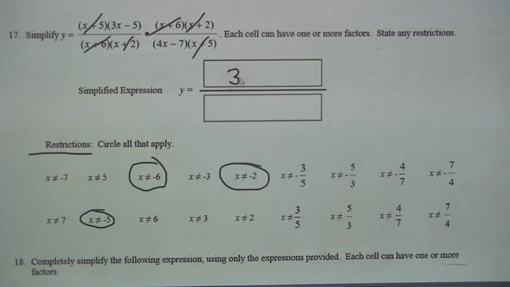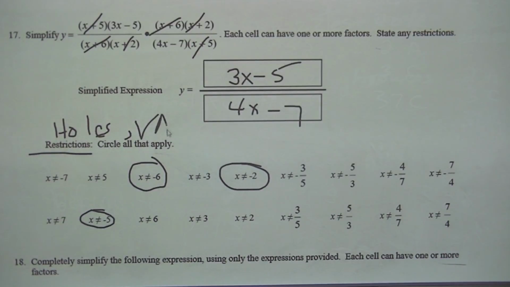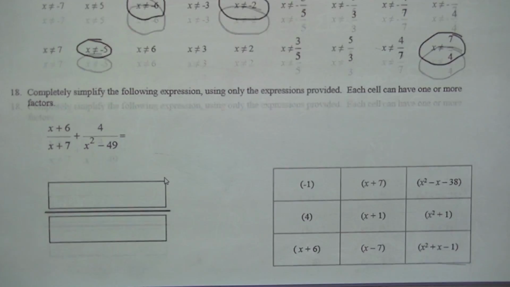Only thing left over, 3x minus 5 and 4x minus 7. So this is like holes. You can think of restrictions like holes. All right? The other thing that restrictions are is the vertical asymptotes. So this solution would be 7 over 4. So this is sort of like when we do the domain, all real numbers except, it's the same concept. All right, moving on.